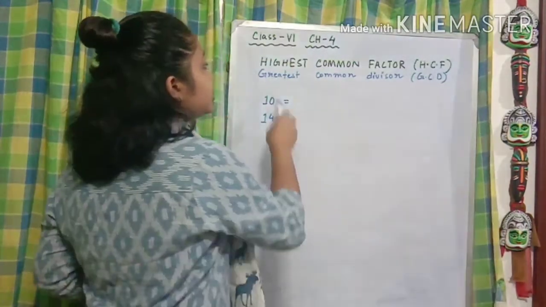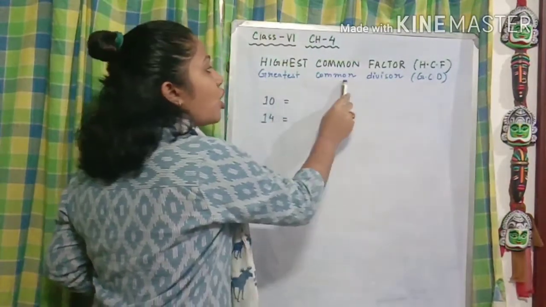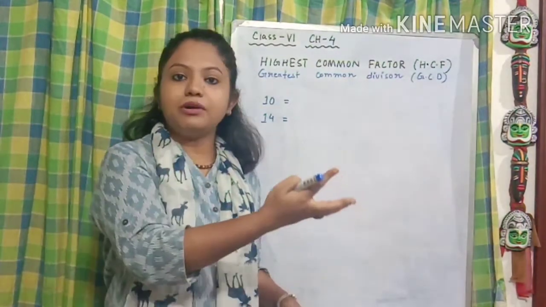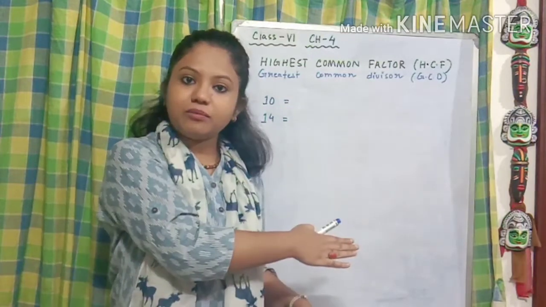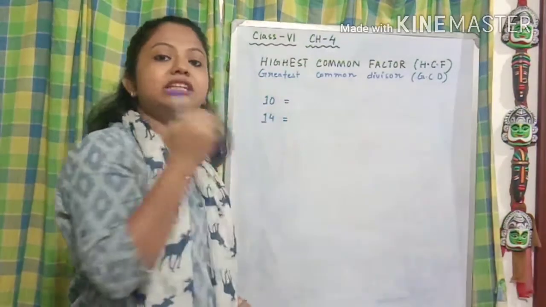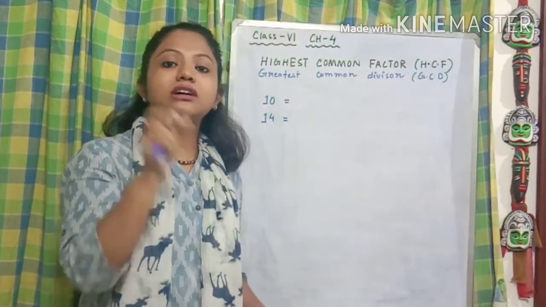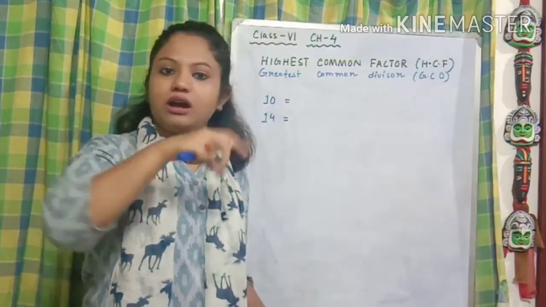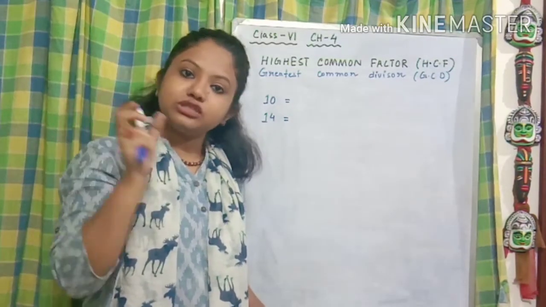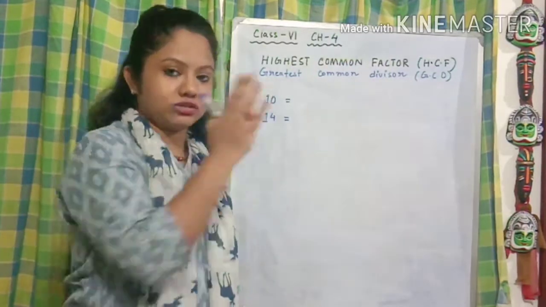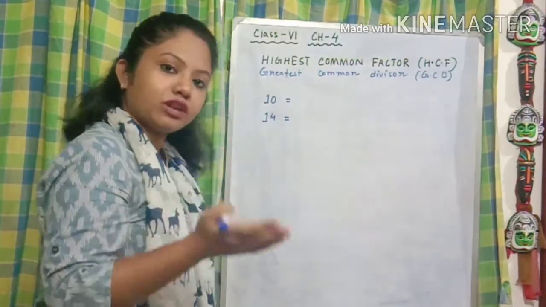That is the reason it is also known as greatest common divisor, because a divisor, we know, is a number by which another number is divisible. So both of the numbers get divided. So this is the greatest divisor because this is the greatest factor among both of them. So this is the reason it is called HCF or GCD.